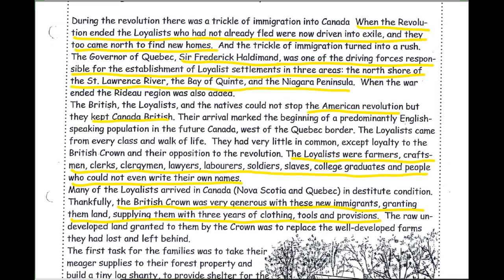So, as we continue, the raw, undeveloped land granted to them by the Crown was to replace the well-developed farms they had lost and left behind following the American Revolution. Okay, so pause here if you don't have all the highlights. I'm going to scroll right now.